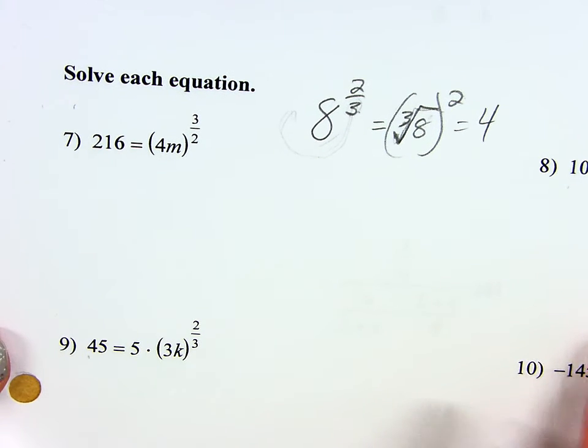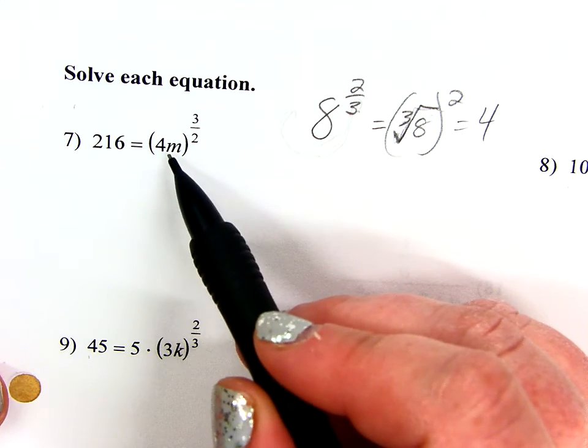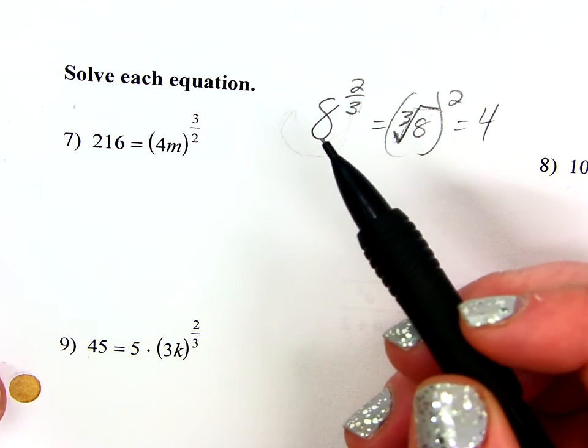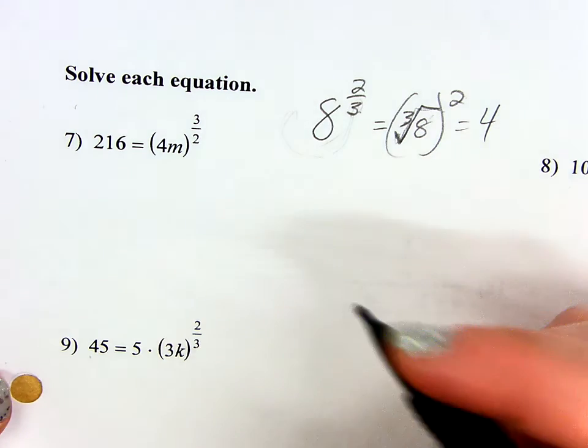So you can rewrite this as the square root of 4m cubed if you wanted, but there is an easier way, where I actually don't have to write it as a radical at all. Does everybody remember? That's okay, I'll tell you.